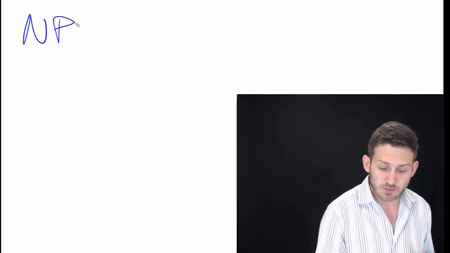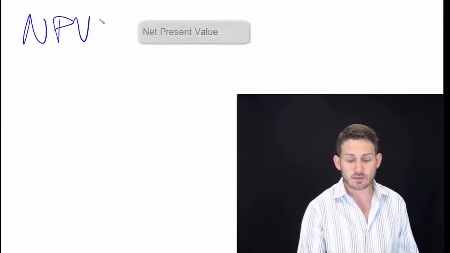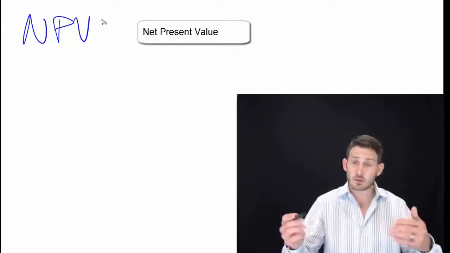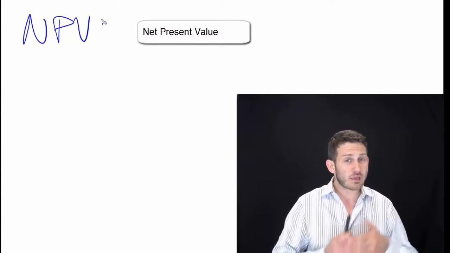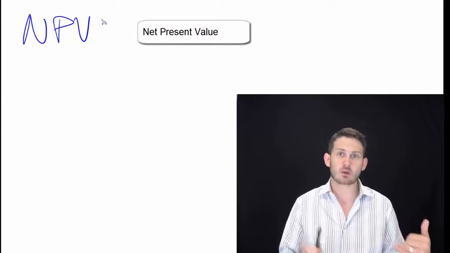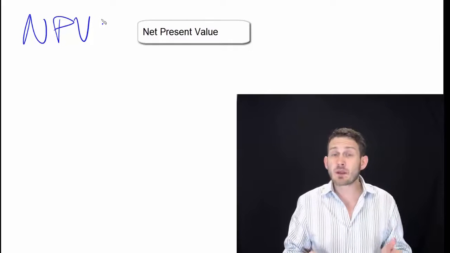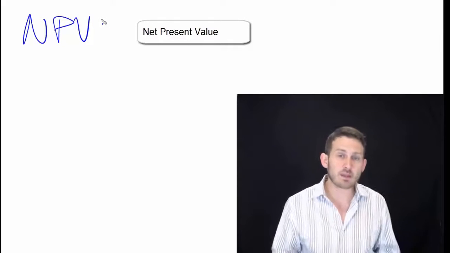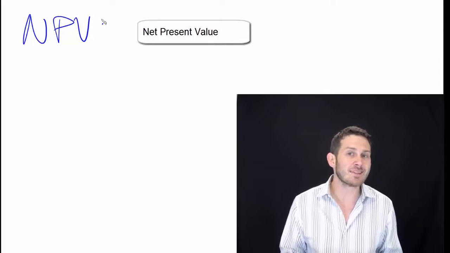There are two basic methods that we use to determine whether we're going to do a project or not. The first, which is the most common, is NPV. NPV stands for net present value. So we compute all these present values and then we look at the net, the difference between net and gross. The net present value is all our future positive cash flows minus the amount that we're going to have to pay out for this project today.